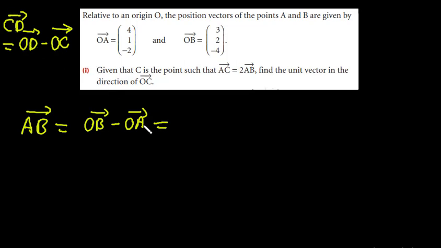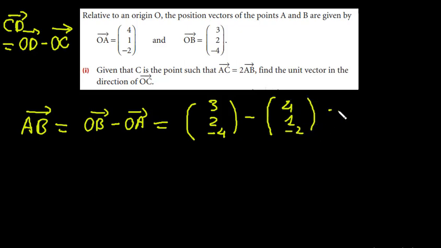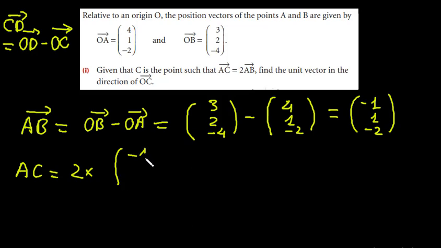Okay, we have 3, 2, minus 4, minus 4, 1, minus 2, equal to minus 1, 1 and minus 2 here. And now we have AC equal to 2 multiplied by AB. So AC equals 2 multiplied by minus 1, 1, minus 2, equal to minus 2, 2, minus 4.